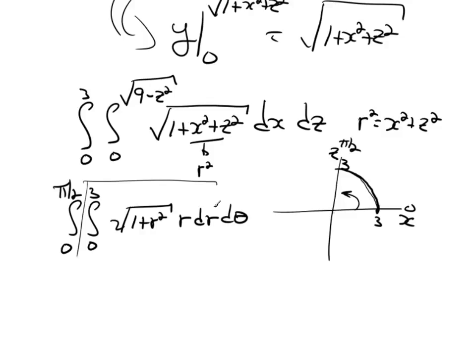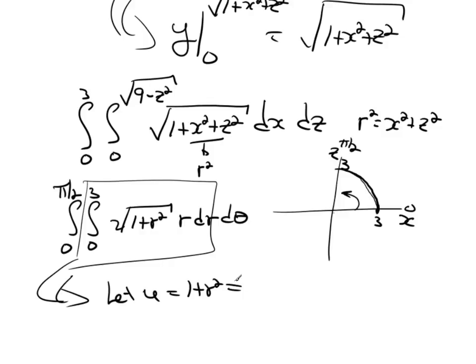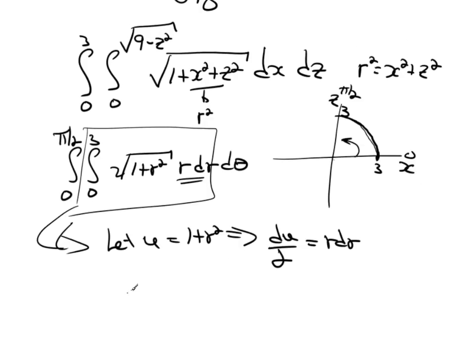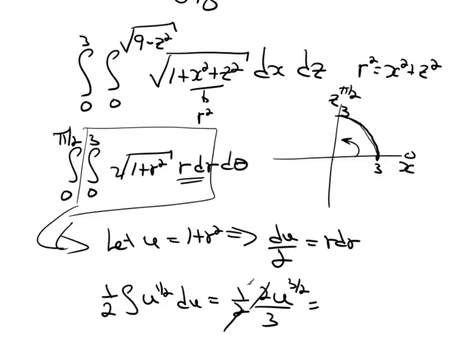Taking this inner piece right here, if I let u equal 1 plus r squared, then du over 2 equals r dr, which is exactly what I have. So I need to integrate 1/2 of u to the 1/2 du, which is 1/2 times u to the 3/2 divided by 3/2, which is multiplying by 2/3. But u is 1 plus r squared, so I'll have 1 plus r squared to the 3/2 over 3, evaluated now from 0 to 3.